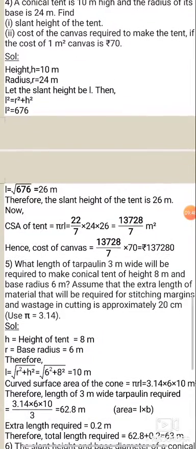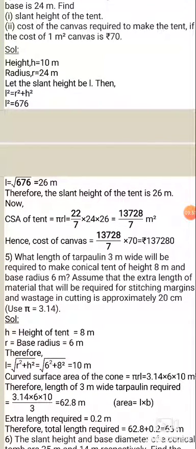Okay. Now the next one. What length of tarpaulin 3 meter wide will be required to make a conical tent of height 8 meter and base radius 6 meter? Assume that extra length of the material will be required for stitching margins and wastage in cutting is approximately 20 centimeter. Use pi is equal to 3.14. So here h is equal to 8 meter, radius is 6 meter. So we can find out slant height, which is square root of r square plus h square, 6 square plus 8 square, square root of 100, which is equal to 10 meter.